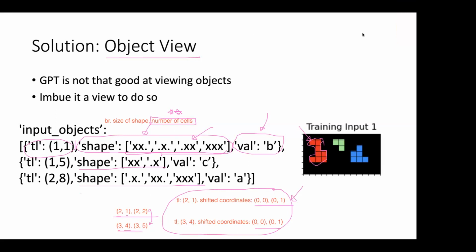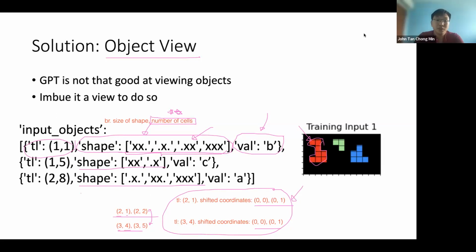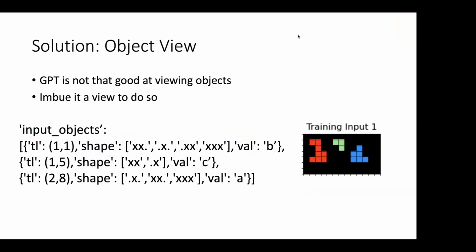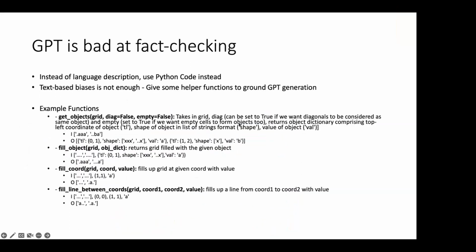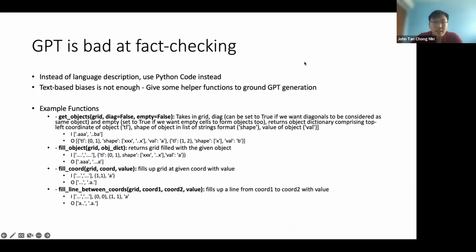Okay. And this object view is human generated. Yes. Understood. You have to give this to GPT because GPT doesn't reliably give you the objects, even with text prompting. So fact checking is also an issue.